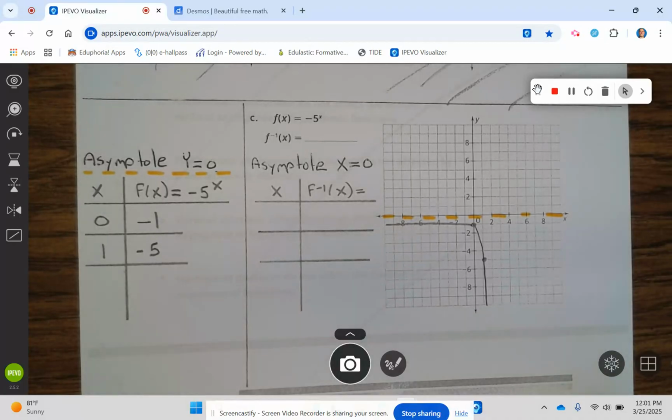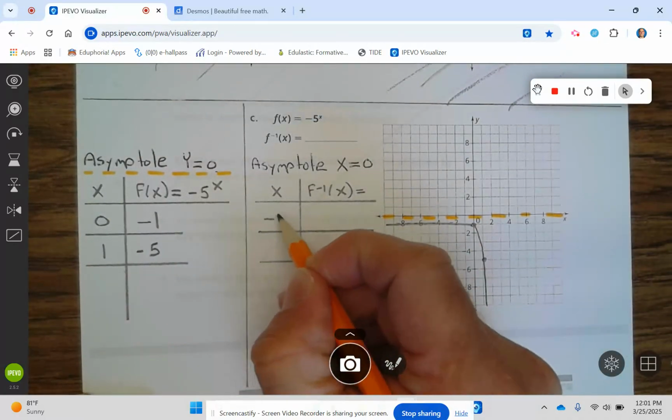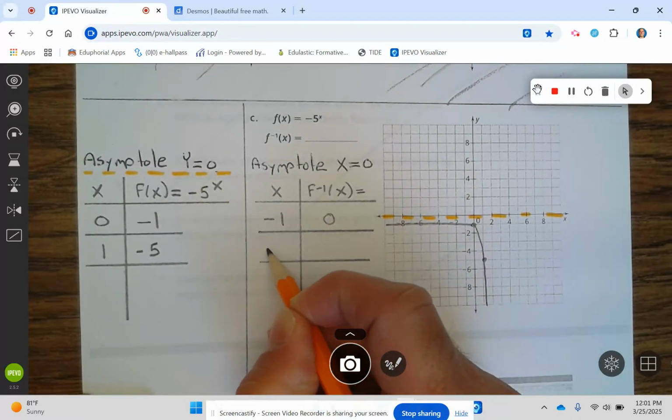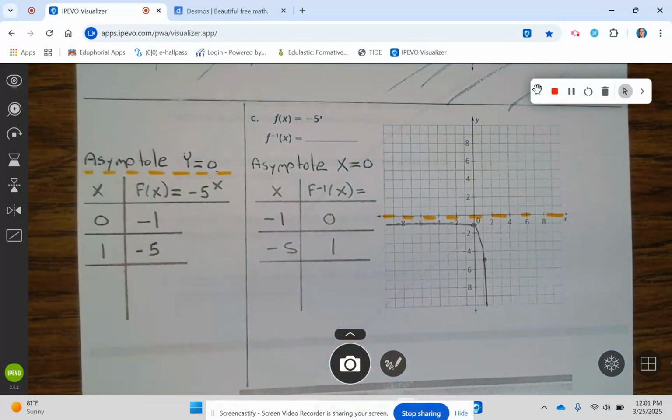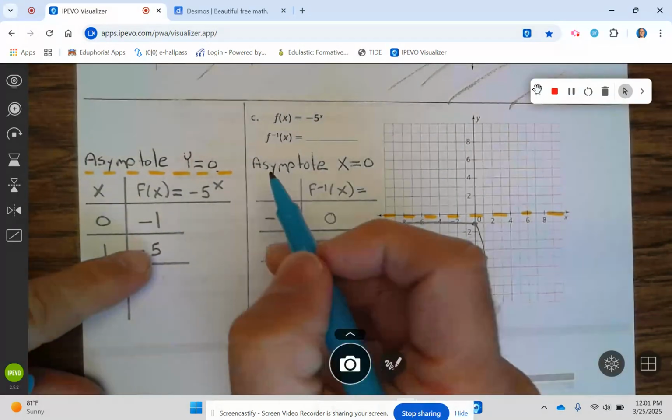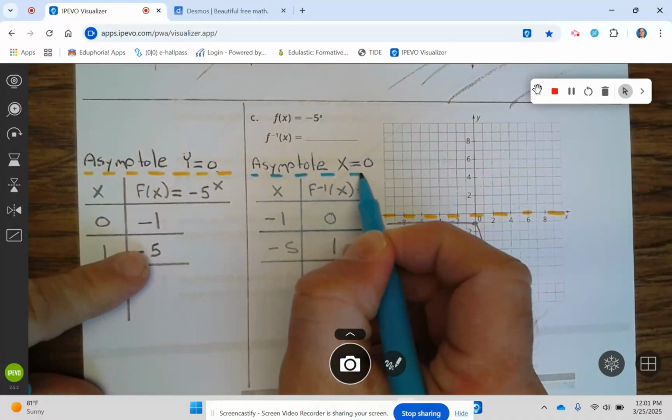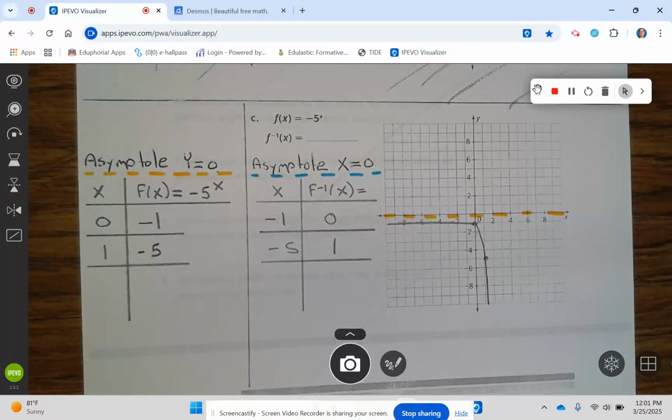All right, now when you do inverse, you switch points. So this becomes negative 1, 0, negative 5, 1. You also switch the asymptote. It was y equals 0, now it's x equals 0. Okay, so let's go ahead and graph those points.